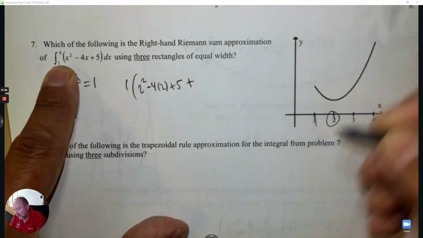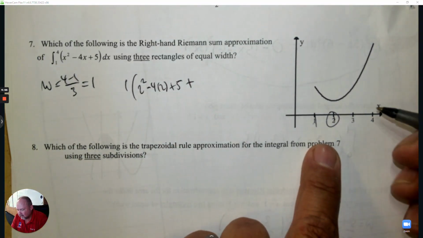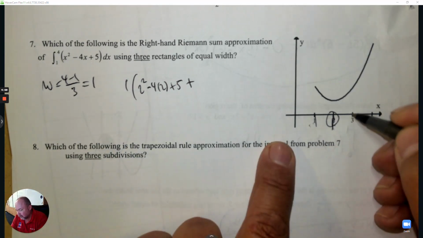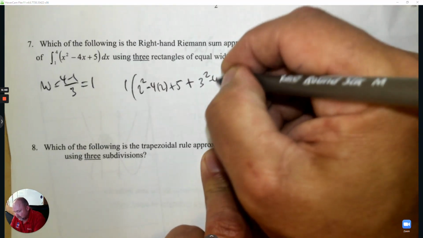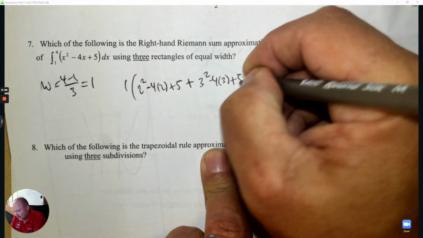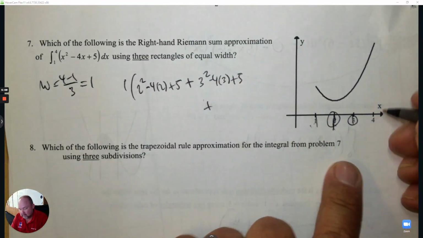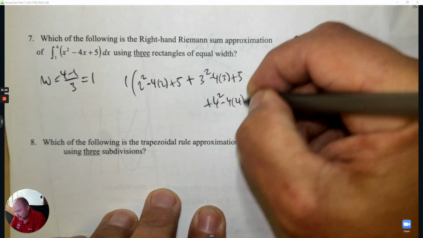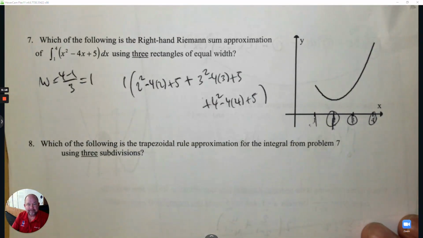That's good. Then the next one goes from, so the first one, sorry, let's try it again. So 1 to 2, good. The next one goes 2 to 3, so I'm going to plug in 3. Again, unless I have to, I'm not simplifying. And then the next one would be 4 for the right hand. And that's it. There's your right Riemann sum for this.